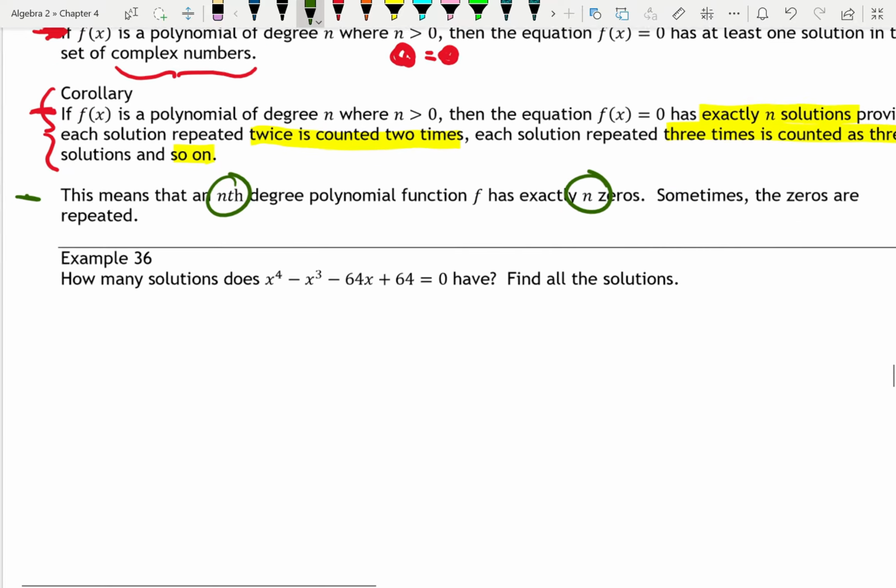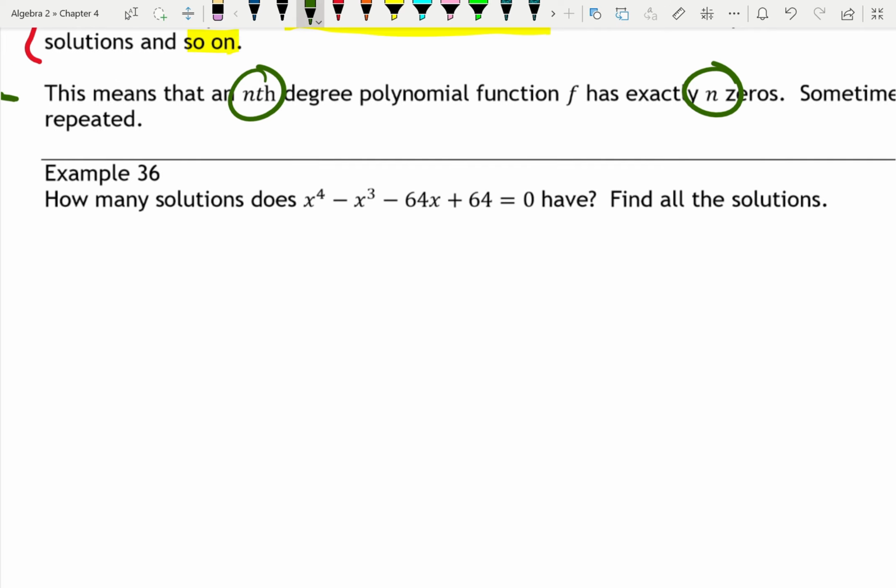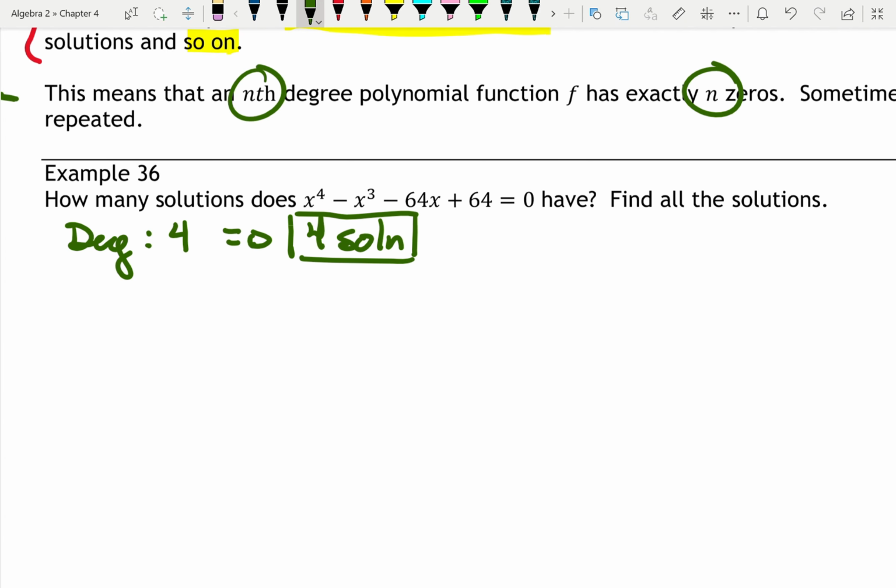All right, number 36. How many solutions does x to the fourth minus x cubed minus 64x plus 64 equals 0 have? Well, we look at its degree. This is degree 4, so there has to be 4 solutions. There's going to be 4 solutions.